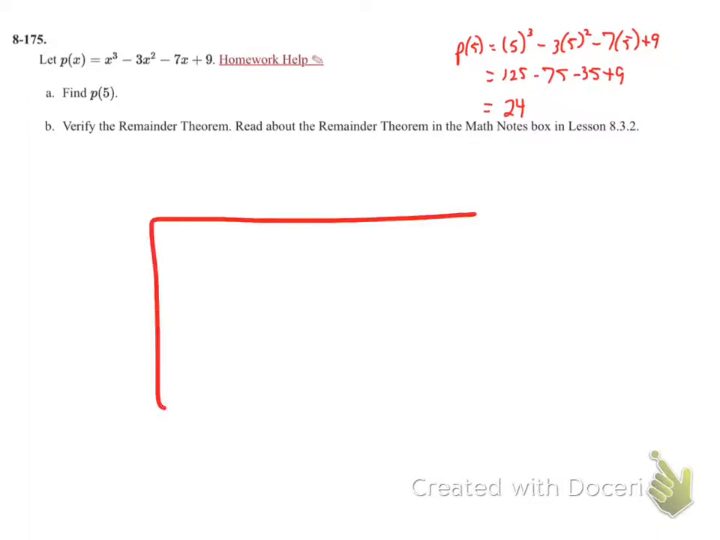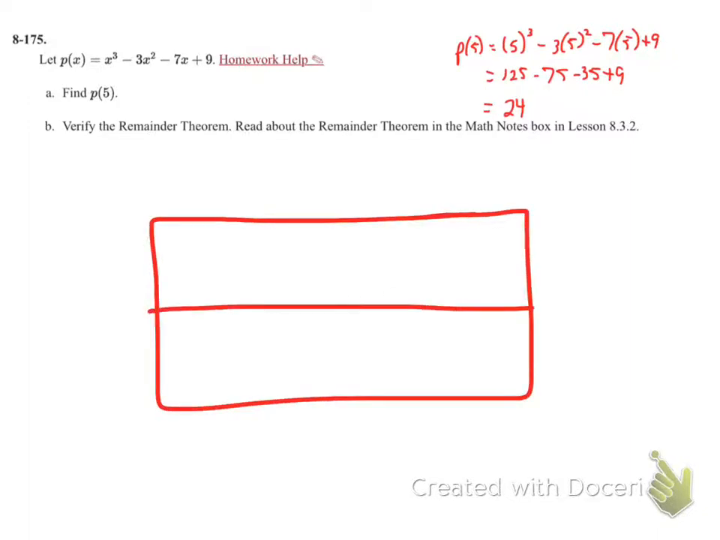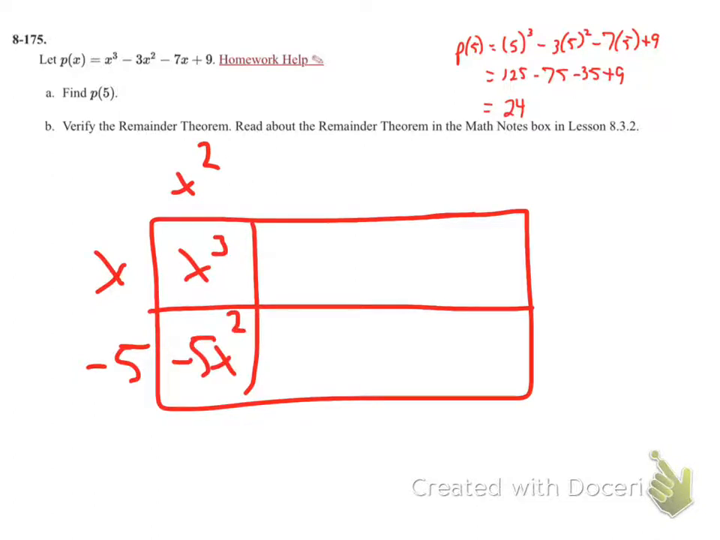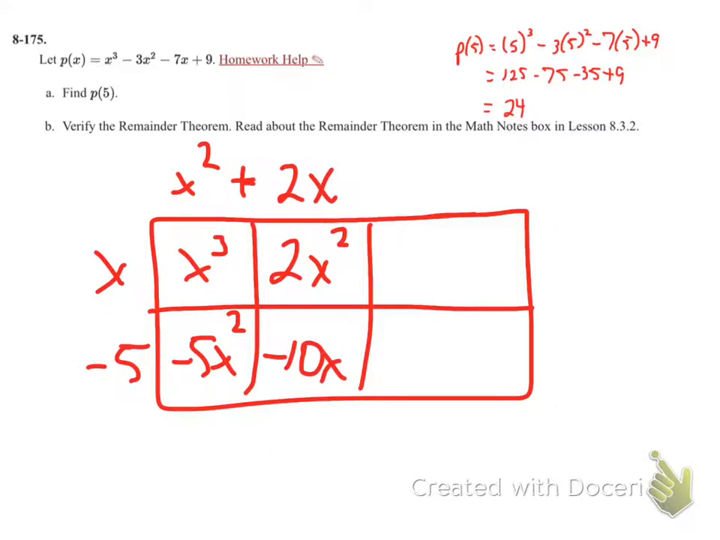So I'm going to make my generic rectangle for polynomial division and use x minus 5. I have an x cubed, which means I have an x squared up top, negative 5x squared here. They need to add up to negative 3x squared, so I have a positive 2x squared, which gives me a positive 2x there, which is negative 10x here, adding up to negative 7x means I need to have a positive 3x. Up top is plus 3.